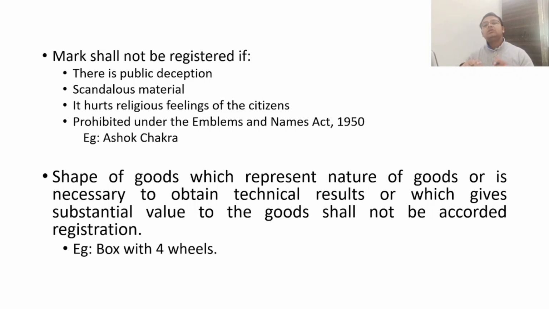When we talk about section 9 subsection 3, the shapes of goods which represent the nature of the good, or the technical result, something which is required for technical results or which gives substantial value to the goods, would not be accorded a registration. For example, the shape of the test tube, or the box with 4 wheels, because that is something which is general for a particular vehicle. So that would not be granted registration. These were some of the absolute grounds for refusal of the trademark.